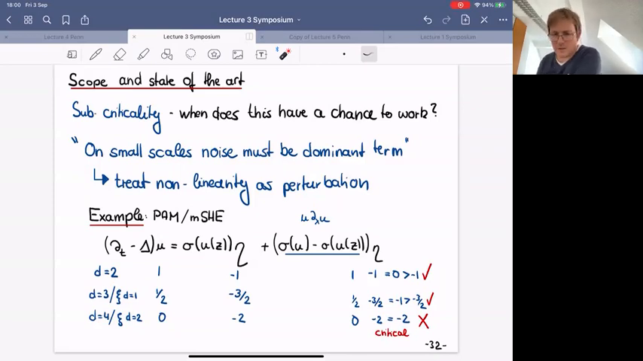So for example, with some power counting. What it just means is basically the noise term has to be the most irregular term on the right-hand side. And for example, if you want to do this for PAM or the stochastic heat equation, I've just rewritten the equation with this freezing of coefficients. So this corresponds to the noise term, and here's the perturbation. And what we always want is that the perturbation should on small scales be better than the noise.